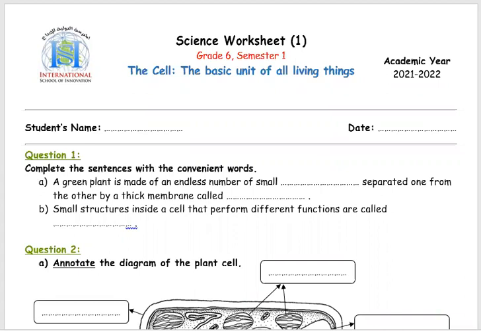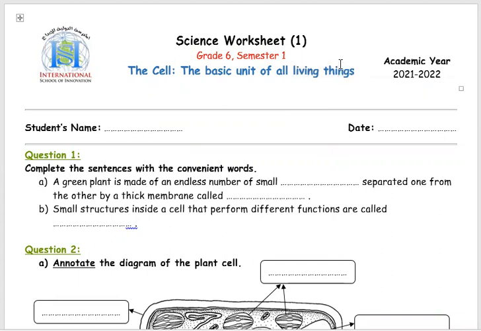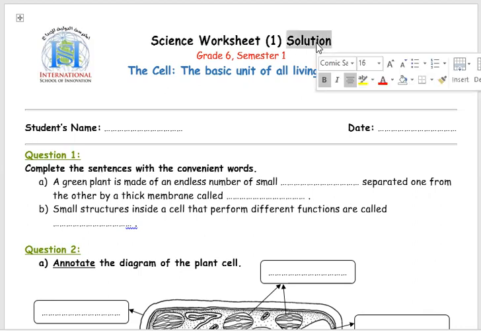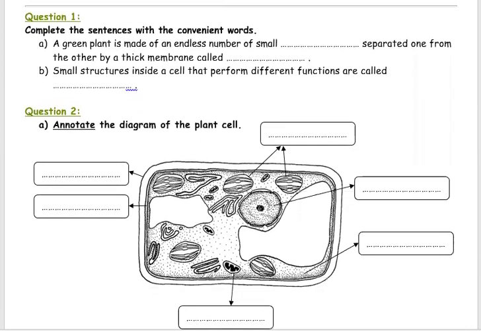So we started, and our first lesson is about the cell, which is the basic unit of all living things. When we say living things or organisms, we mean people, animals, and plants. These organisms are built out of cells. So today in this video, we will be solving together the first science worksheet. Let's start with question number 1.